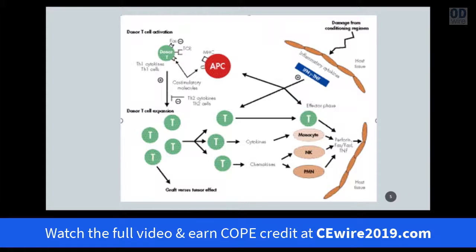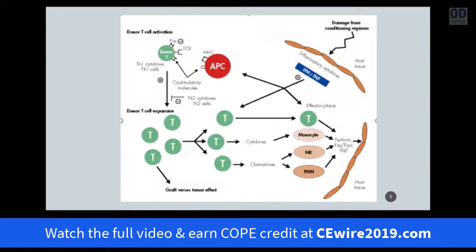Conditioning regimens also damage the GI tract. This causes immune stimulatory microbial products such as lipopolysaccharides to be released into the systemic circulation, and this further increases host antigen-presenting cell activation. Phase 2 is the activation of the T cells.